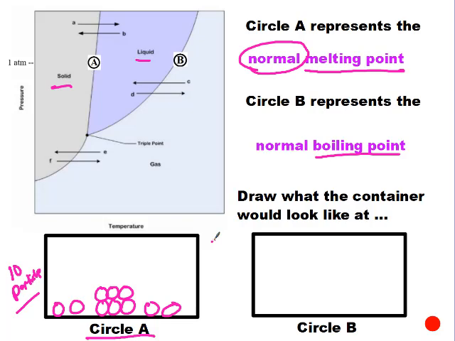For circle B, go ahead and pause the video, figure out what phases should be present in the container, and we'll go with 10 particles in this one as well. So in circle B, it was at the normal boiling point, so I should have liquid and gas. It's on the equilibrium line. Again, it doesn't matter how many you have in each phase.